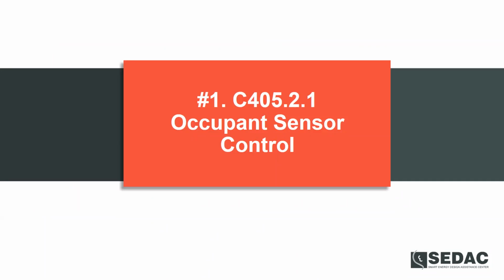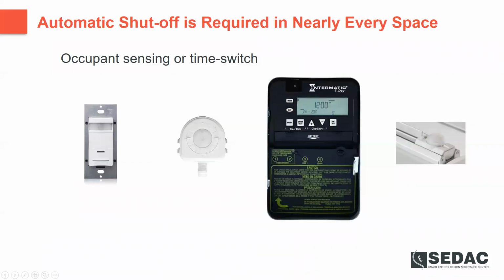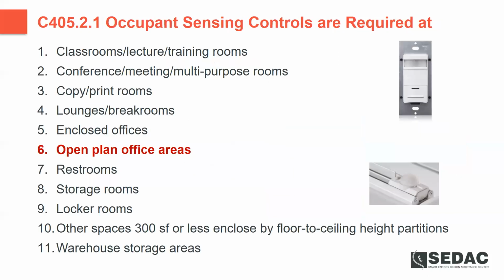All right, so the first topic we're going to cover is occupant sensing controls. This is occupancy sensors, vacancy sensors, and other devices that can be used to determine whether a space is occupied or not. So we've got some examples here on screen, a time clock, a couple of different occupancy sensor types, and a luminaire level occupancy sensor. New to the 2018 IECC, open office plans were added to the list of areas that are required to have occupant sensing controls.